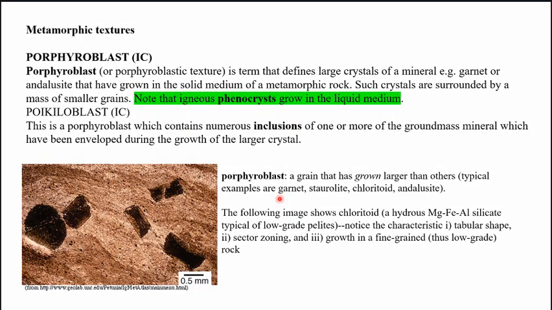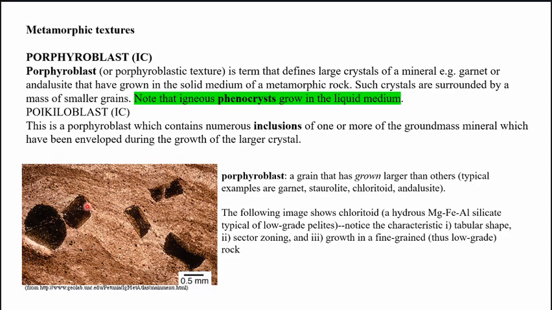Embedded within smaller or medium grain rocks. So such crystals are surrounded by a mass of smaller grains called groundmass. The smaller grains, the fine ones that you cannot see with your eyes, are called groundmass or matrix. Okay? In a metamorphic rock, you call it porphyroblastic texture.